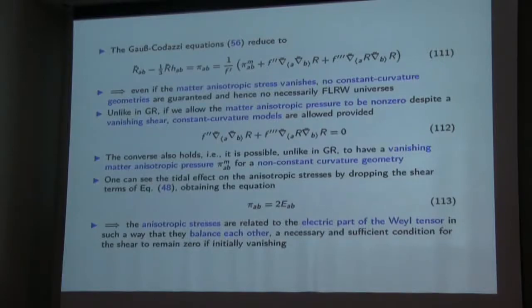So this equation tells us that even if the matter anisotropic tensor vanishes, no constant curvature geometries are guaranteed, unlike in general relativity. I think I'll just stop.